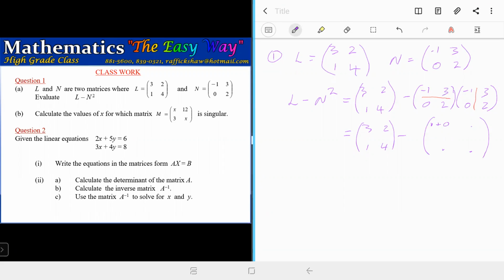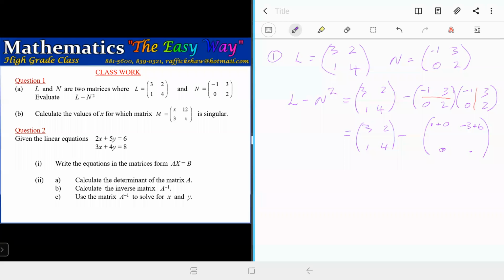That's the first value. And the element we want next is in the first row, second column. So we use this first row with this second column to get that element. First element by first element, second element by second element. So it's -1 times 3 and 3 times 2. -1 times 3 is -3. 3 times 2 is 6. So you're adding 6. That's that.